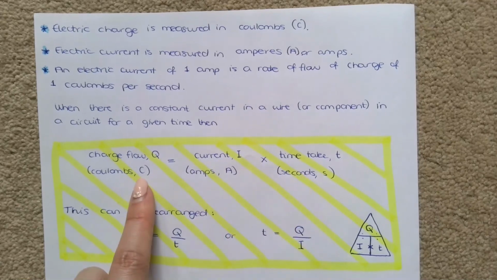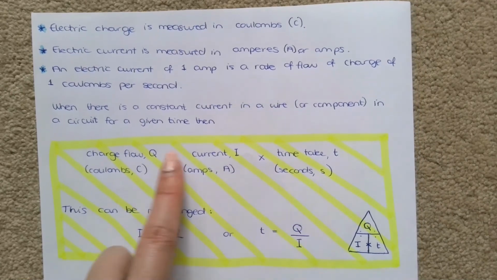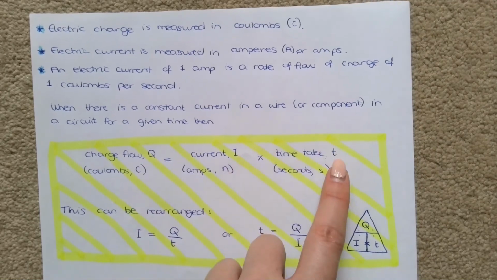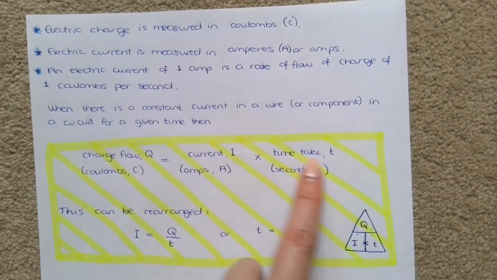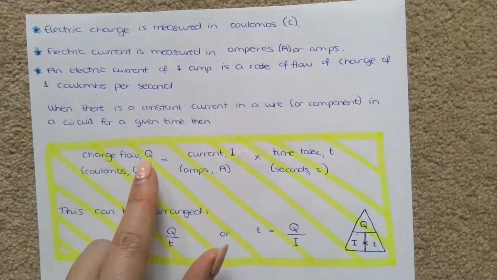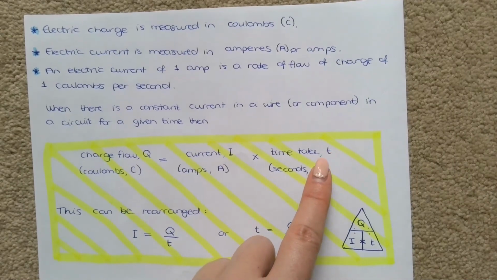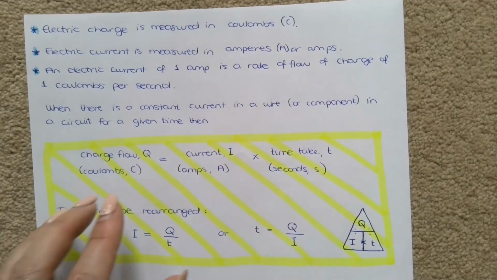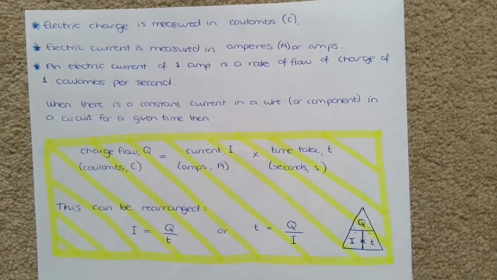Now each of these have a letter that represents them. So this letter represents the unit. These letters here, these represent sort of the names of these different parts here. So remember, capital Q, capital I, lowercase t. It's very important that you get these the right way around, because sometimes capital T or whatever will mean something different. And then this equation can be rearranged to work out current and time taken as well.